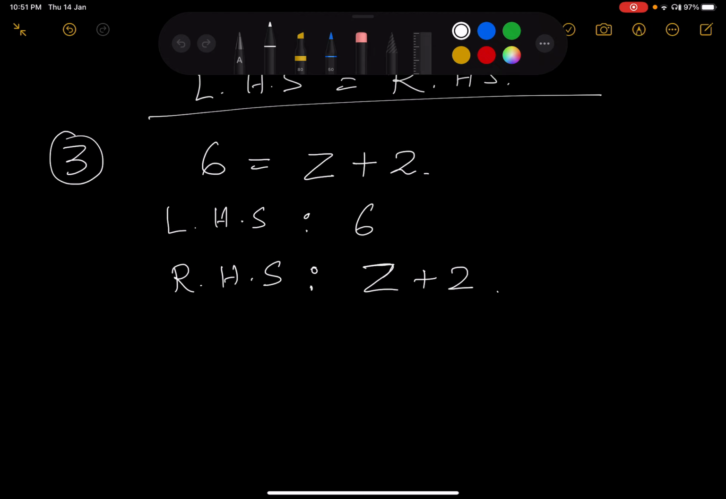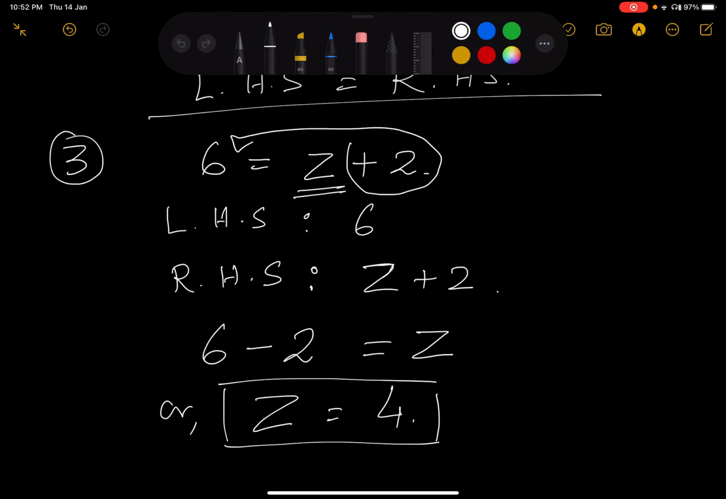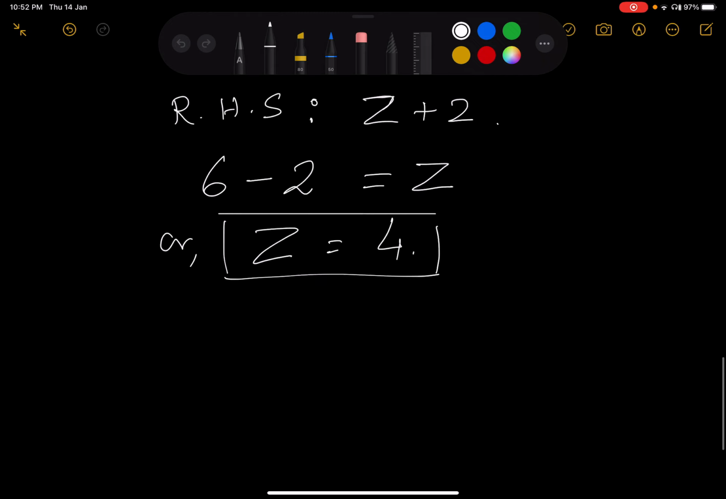Now the variable lies in the right hand side. So what you should do is transpose the number plus 2 to the left hand side. So 6 minus 2, your equation becomes 6 minus 2 is equal to z, or you can write z is equal to 4. So your answer, or the value of the unknown variable, is equal to 4.